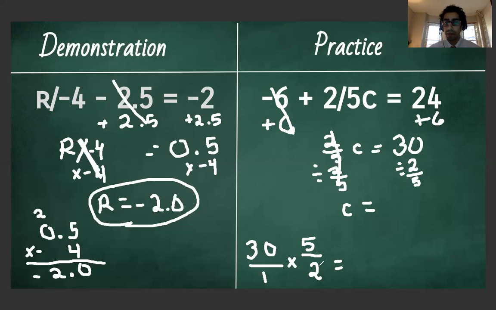I'm going to simplify beforehand. So there is a number that can go into 2 and 30, and that is 2. So 2 divided by 2 would give me 1, and 30 divided by 2 would give me 15. So now I can cross multiply. 15 times 5 is 75. And 1 times 1 is just 1. So 75 over 1 can be rewritten as 75. Therefore, my solution to C over here would be C equals 75.